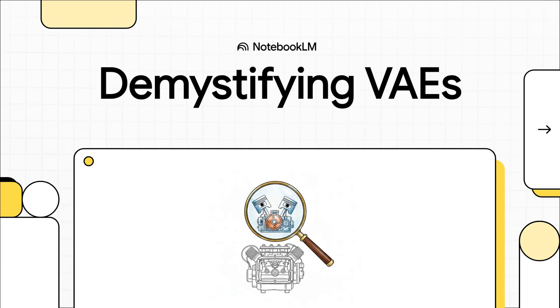So, if you've spent literally any time marveling at the incredibly realistic images and videos AI is churning out these days, you've actually been staring right at the output of a completely hidden piece of architecture. Today, we are demystifying the invisible engine that makes the whole shebang possible, the Variational Autoencoder, or VAE.